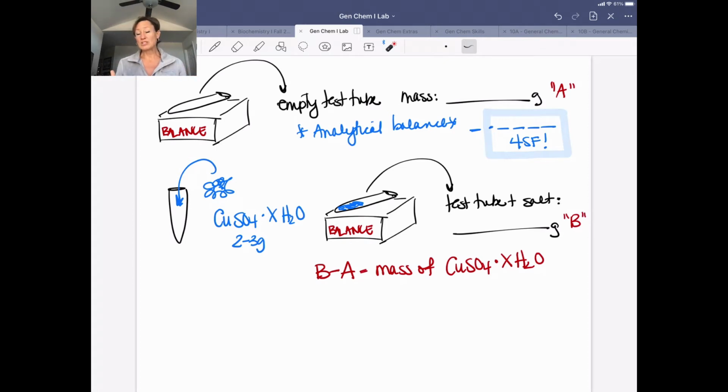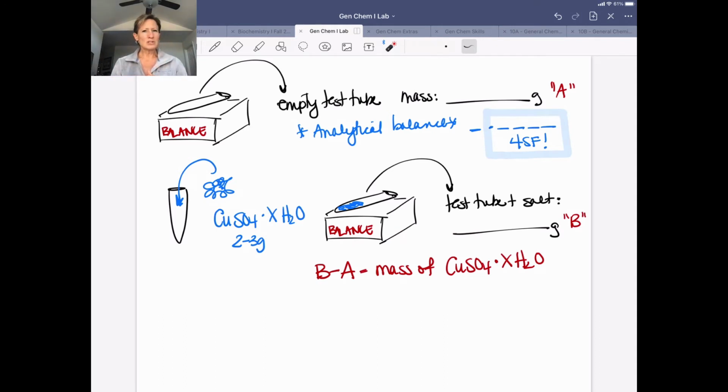Now, there's a couple of ways that you can do this. One way is you can take a piece of weigh paper and put about 2 to 3 grams on it. And then once you know you have around that range, you don't need to write that number down. You're going to transfer that into your test tube. So that's one way to do it. Another way is you can just use your scoop and put it directly into the test tube. But at the end of the day, we want to then mass our test tube plus our salt. And looking at the difference of those 2 values, we will know how much salt is in that test tube.